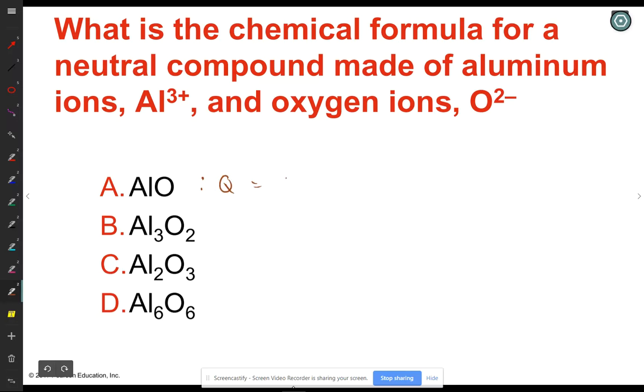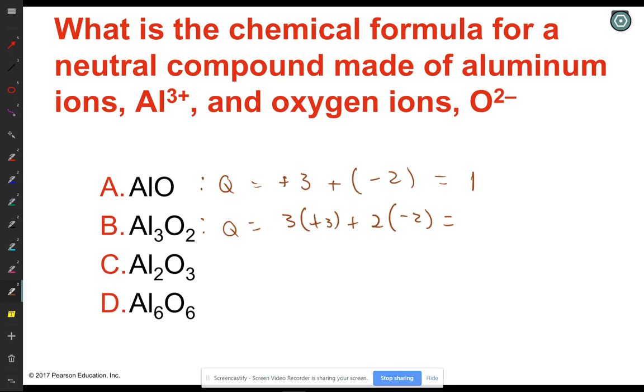Aluminum has a charge of +3, and oxygen has a charge of -2, but 3 minus 2 is equal to 1. So it's not A, because A would have a charge of +1. If we go to the next one, we have 3 of these +3s, plus 2 of the -2s. 3 times +3 is +9. 2 times -2 is -4. 9 minus 4 is +5. That one's way off. No one answered that.